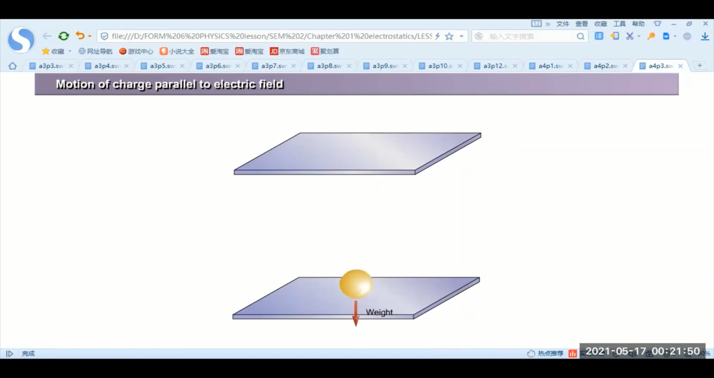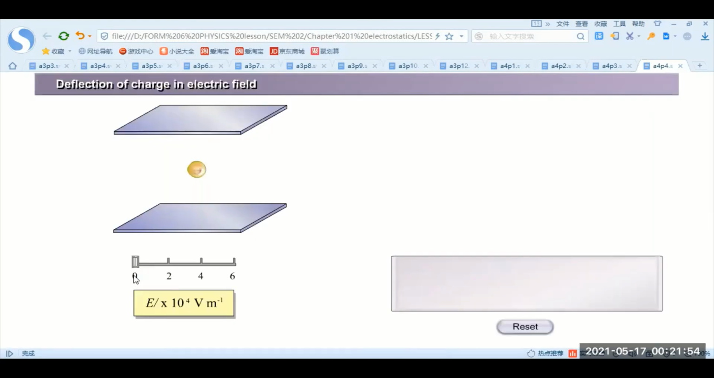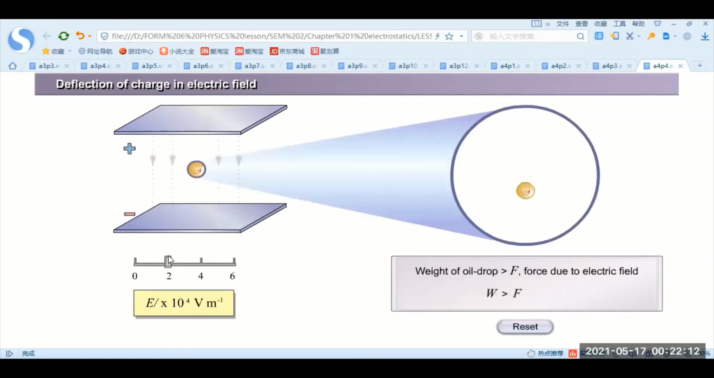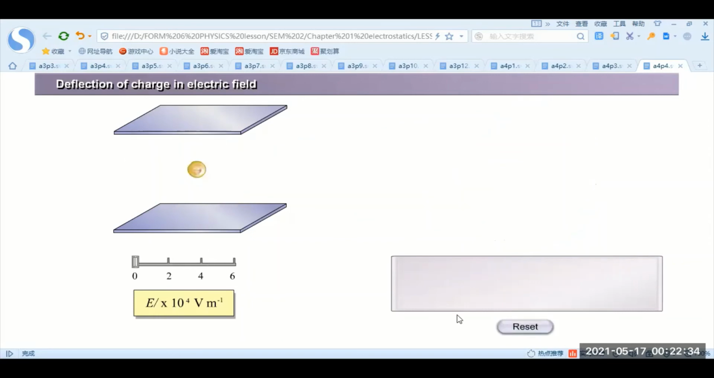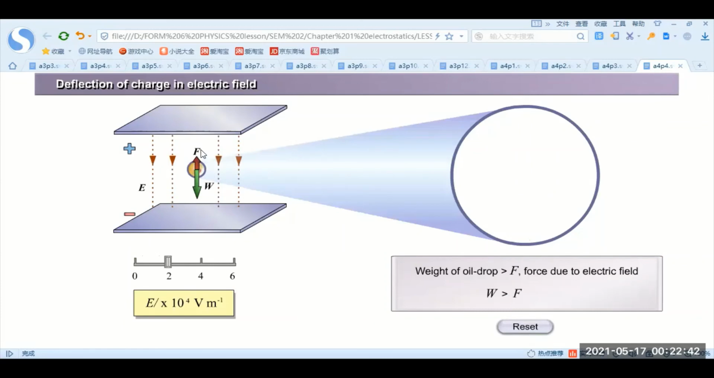What will happen if we put the oil drop in an electric field? Let's say the electric field strength is 2 times 10 to the power 4, that is 20,000 volts per meter. We notice that when something is in the electric field, it experiences an electric force F. Here the force produced is smaller than the weight, so the magnitude of F is less than the magnitude of the weight. This means it will fall down because the weight is greater than the electric force.